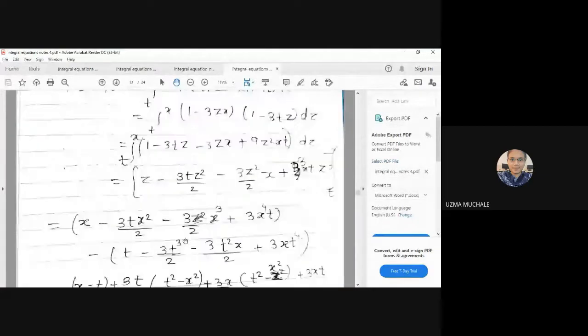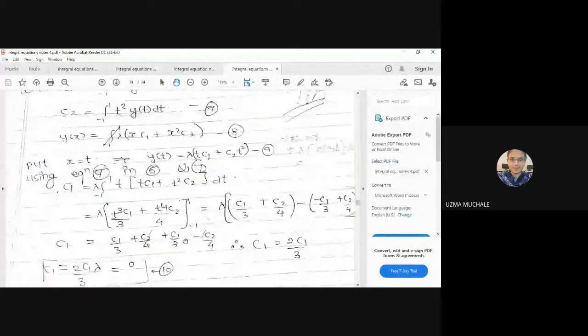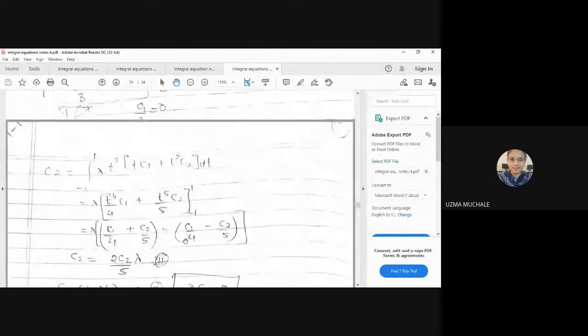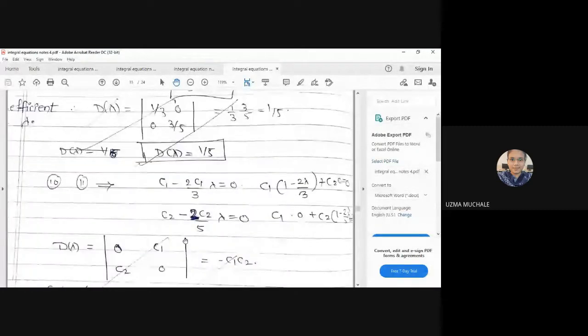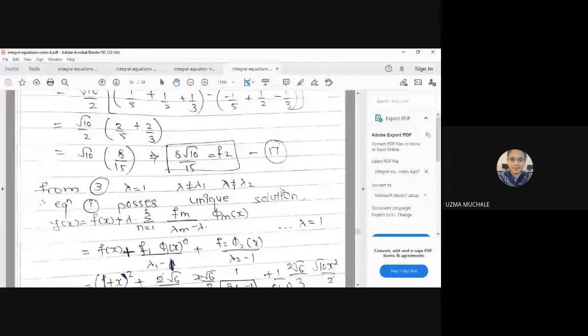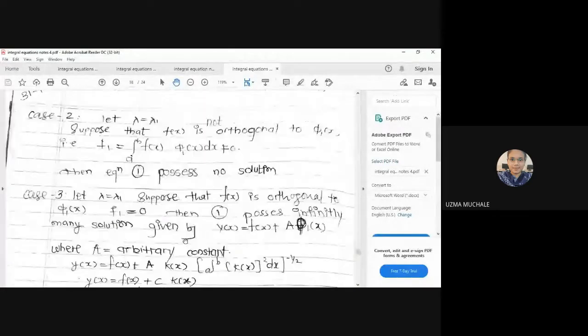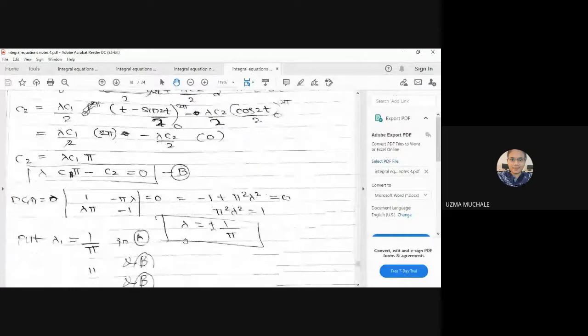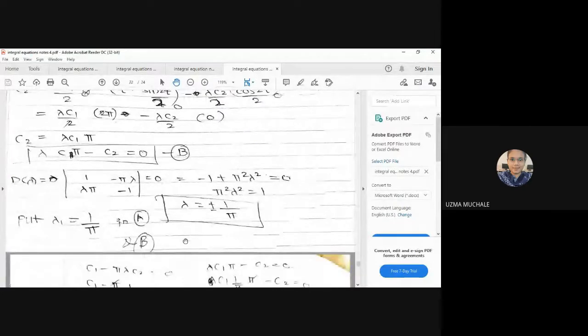These are examples of the method of successive approximation, and these are examples of the Hilbert-Smith theorem. Okay, and after that we have simply seen the Green's function. Yes, if you have a doubt you can ask.